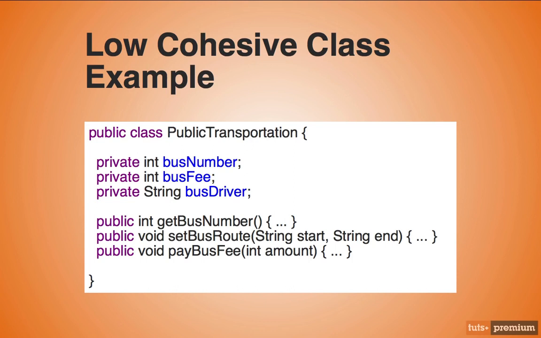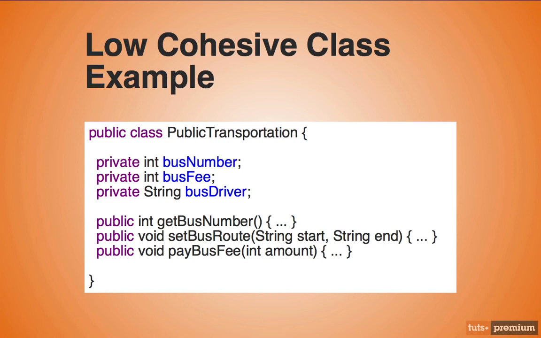Now, this class has low cohesiveness. We're dealing with three different entities here. We have the bus itself, the bus driver, and the bus route, all of which are being represented by this one single class. So this one class is modeling three different types of objects. We could increase the cohesiveness of this class by moving each of these entities out into their own classes. That way each class is much more focused, and we could then have this public transportation class be the class that runs the program using the other three individual classes.